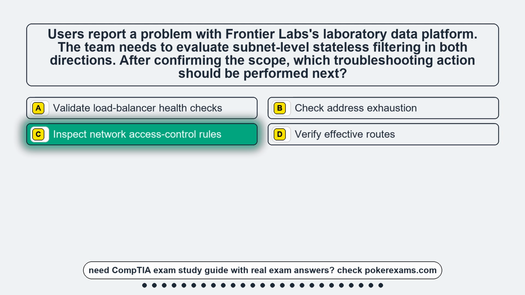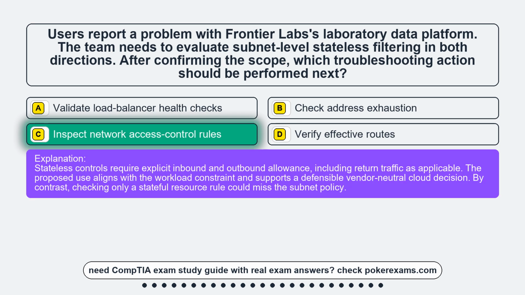The correct answer is option C, inspect network access-control rules. Stateless controls require explicit inbound and outbound allowance, including return traffic as applicable. The proposed use aligns with the workload constraint and supports a defensible vendor-neutral cloud decision. By contrast, checking only a stateful resource rule could miss the subnet policy.